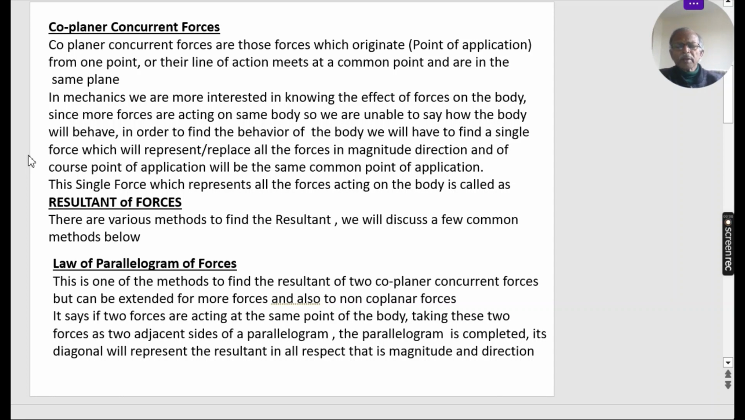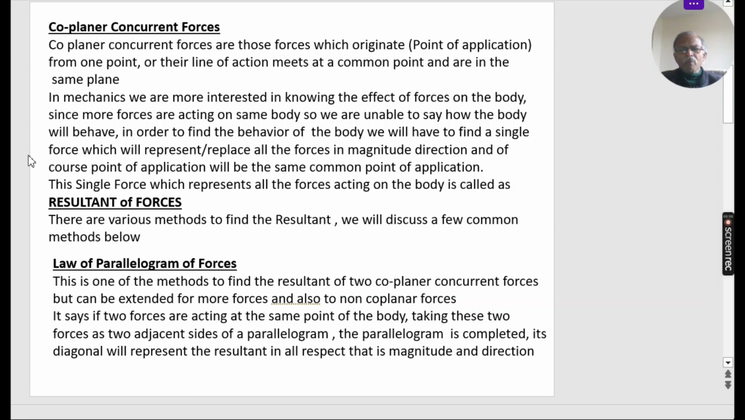Now, here in mechanics, what are we interested in? We are interested in finding the effect of the forces on the body. On a body, if a single force is acting, we can always say what it will do. Maybe it will move the body in a particular direction, it may rotate the body, whatever it is. But if more than one force is acting on a body, then it is difficult to say how the body will behave. I hope you are getting it.